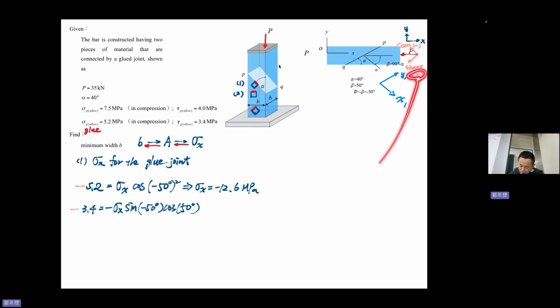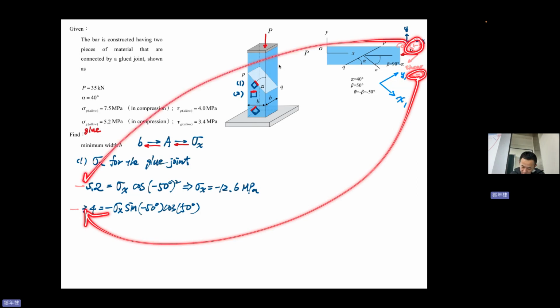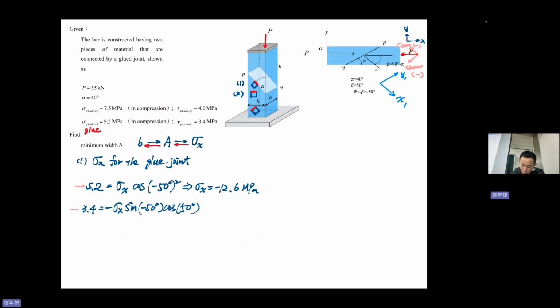Okay, this one. So sigma x equal to minus 6.9 megapascal. Okay, which means that if your sigma x is more negative than minus 6.9, it will have shear failure at the glue joint. Okay, I hope I can make it clear.